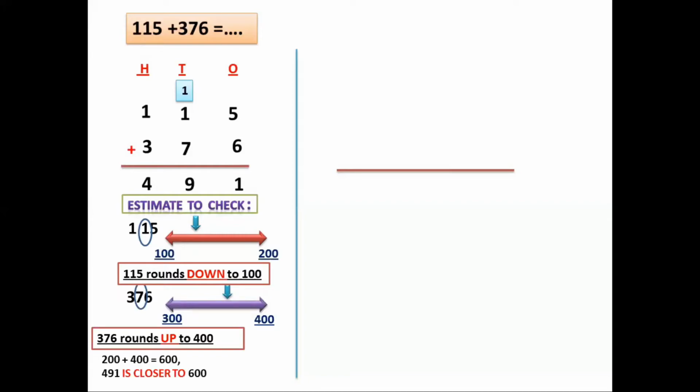Now add these two numbers, 100 and 400, in your head to estimate. We find that 100 and 400 equals 500. And finally, we find that 491 is close to the estimate. So our answer is reasonable.